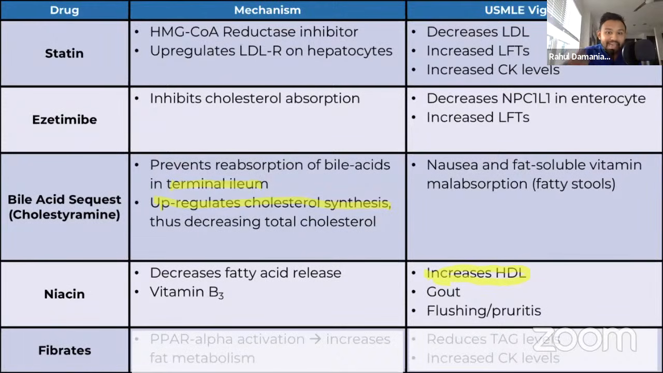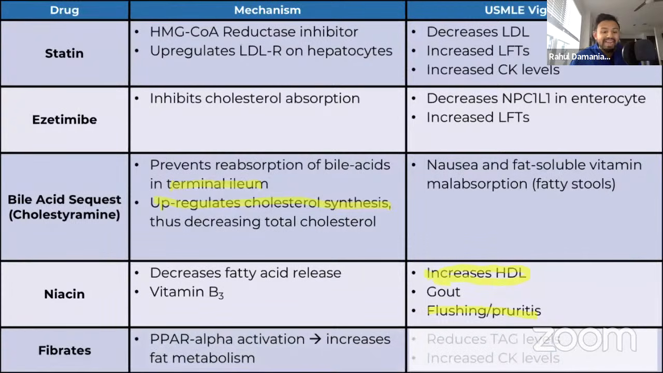But what's important is that niacin has a bad side effect, and that is it can cause you to become hyperuricemic and exacerbate gout, but it can also cause you to have flushing and pruritus. And this is something that test makers are going to really look at times when they're talking about niacin. Specifically, the mechanism here is that niacin causes cutaneous vasodilation, and thus you can get some flushing as well as pruritus. Fibrates are going to be a very important medication.